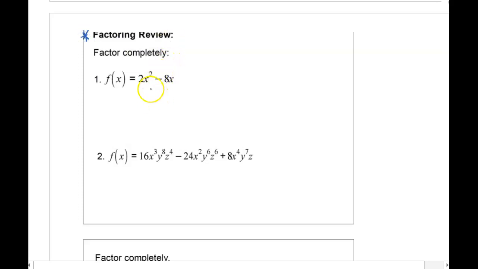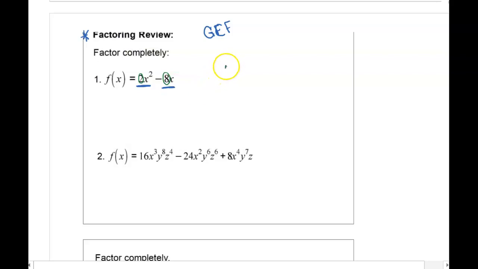Okay, so on number 1 and 2, when I look at these, all I'm going to do here is pull out a GCF, a greatest common factor. Basically, what can I pull out of each term? On number 1, we have two terms: the 2x squared, and then the minus 8x. If I look at the numbers 2 and 8, I want to know what is the biggest number that I can pull out of both of these.